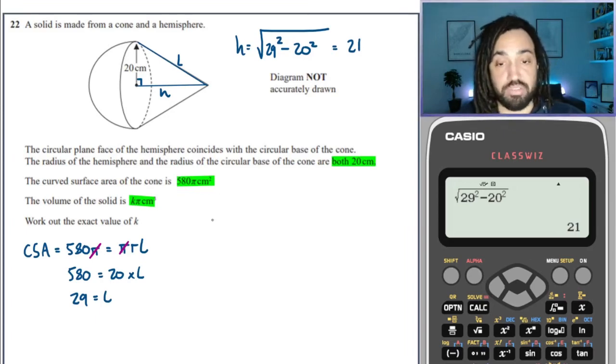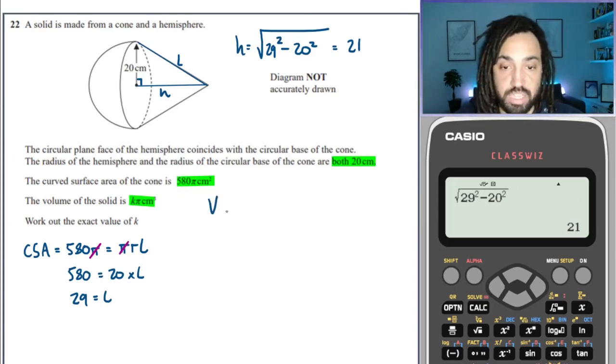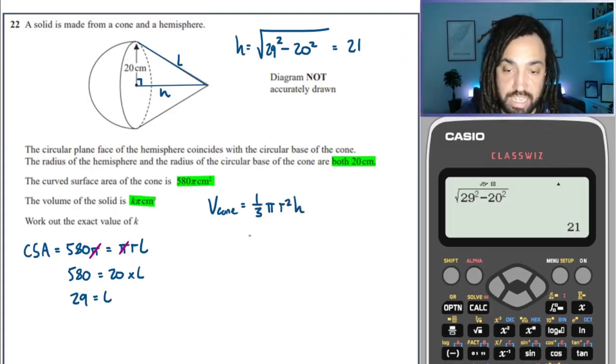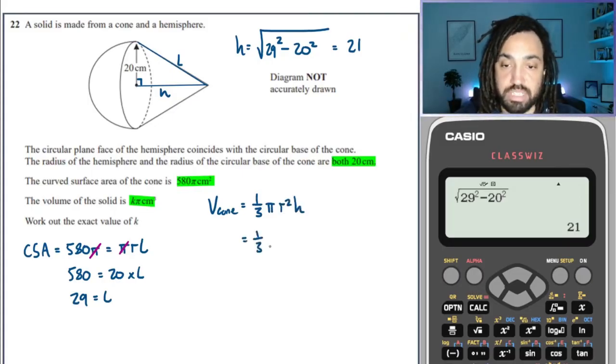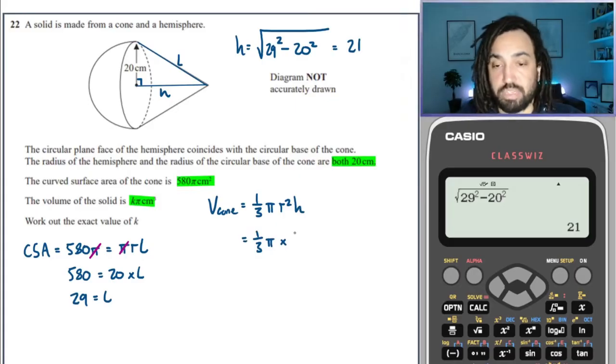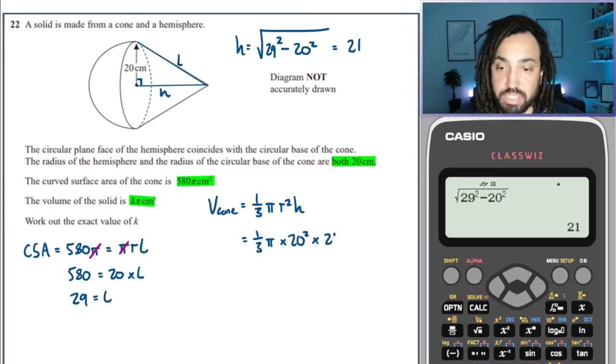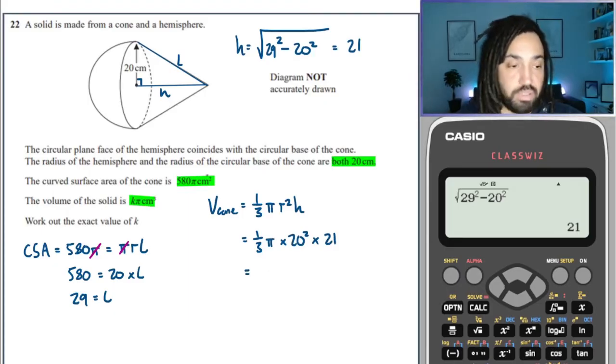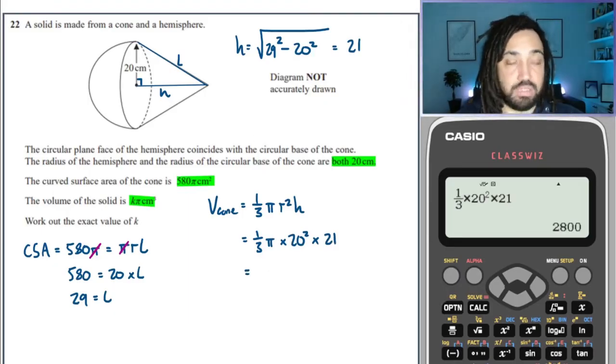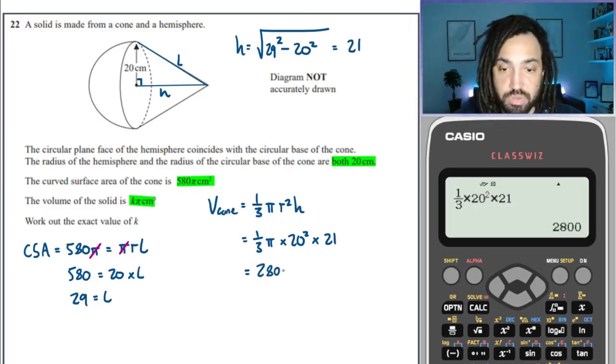So now we can work out the volume. So the volume of the cone is given as well. It's a third pi r squared h. So in this case it is a third times, the r is 20 and the h is 21. So we could do that. Okay, so on my calculator I've just done the bits other than the pi times together. So that's 2800, and that is pi.